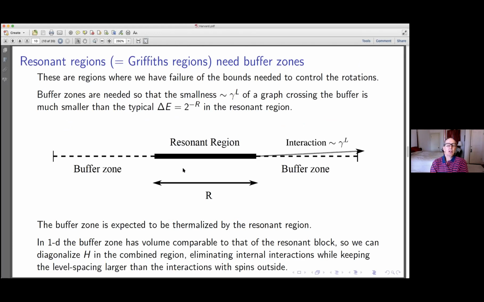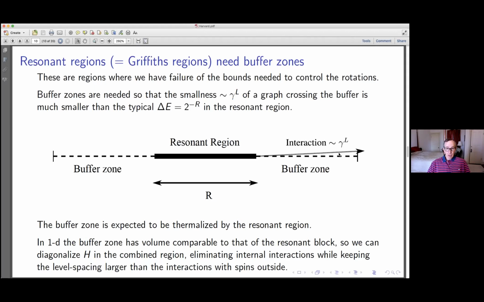So one of the key problems in this proof was how to deal with these resonant regions. Basically, one needs to show that the resonant region can decouple from its environment in much the same way as individual spins are decoupling from each other, at least for a weak coupling. But as it turns out, you can't just directly unlink a resonant region from its environment. There needs to be a buffer zone.